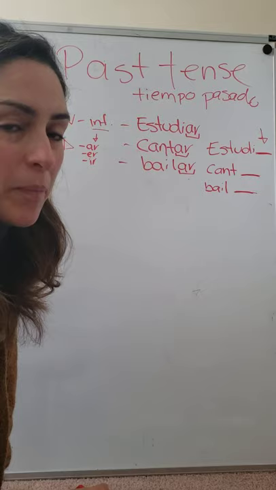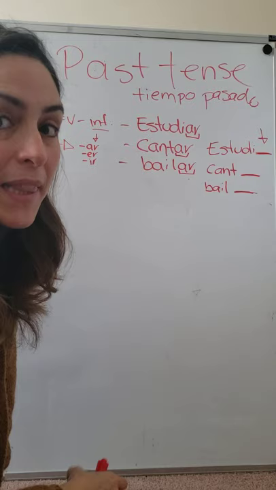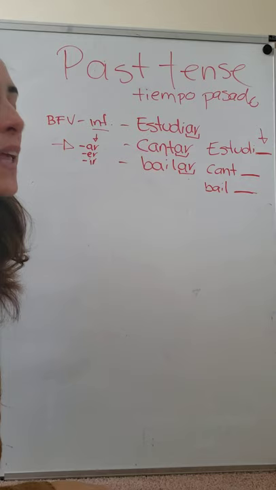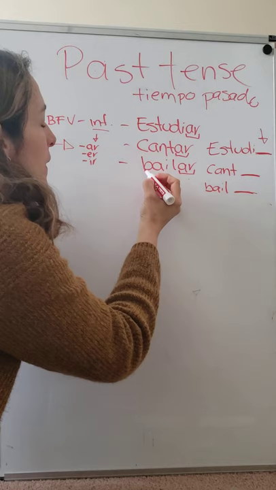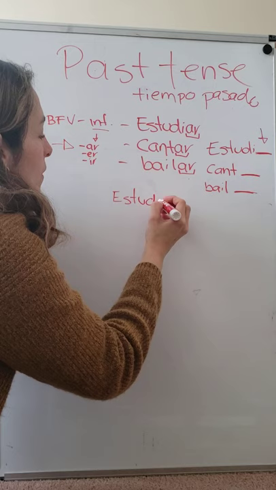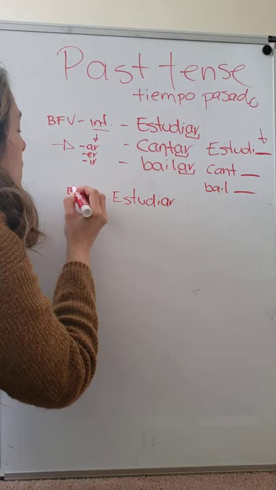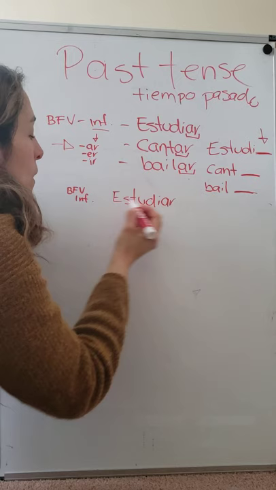a big part, listening and speaking. So practice, please. Okay, so now we have this team. We have this team here, like estudiar. Like we said, this is the basic form of the verb, the infinitive. Okay, the infinitive ending is R.